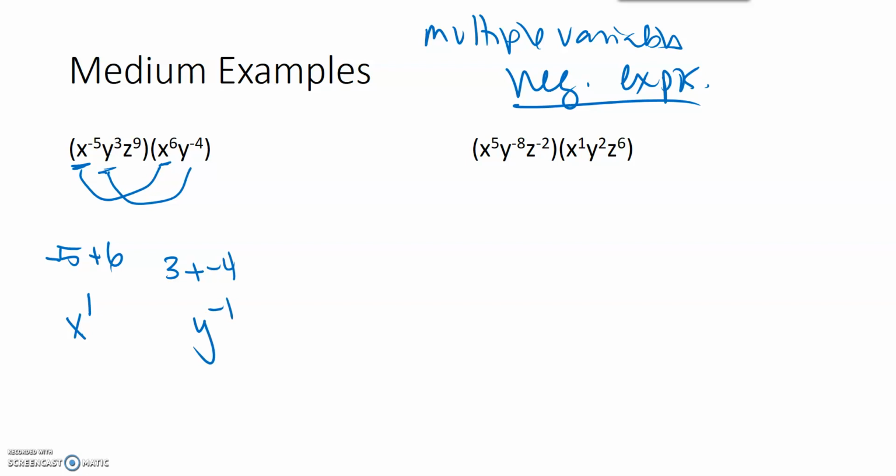Remember from the last video, we are not allowed to have negative exponents. So we're going to have to do something else to this problem. My z doesn't have anything to pair with, so I just have z to the 9th. So currently what I have is x to the first, y to the negative first, z to the 9th. Now, if you think back to the last video, no negative exponents are allowed, and this is in the numerator. So since it's in the numerator and the negative exponent, it's going to drop to the denominator.